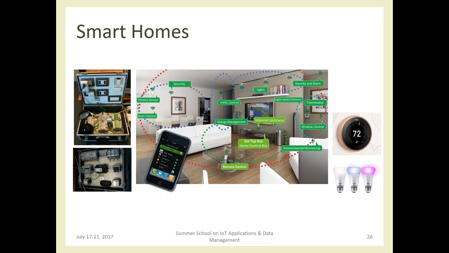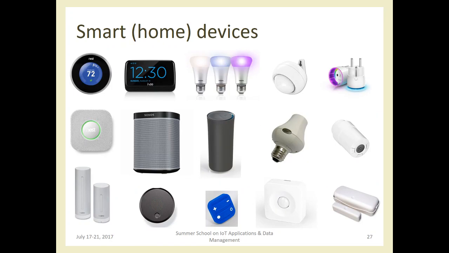If you take any smart home technology, again, you have everything. This is a picture that they took from one of these smart home manufacturers. They will sell you devices for remote control, environmental monitoring, window control, thermostat, security, light switches, lights, air conditioning, security, you know, everything. This is today, not tomorrow, not the future. Today we already have hundreds of different sensors, appliances, and smartphone devices of different kinds.